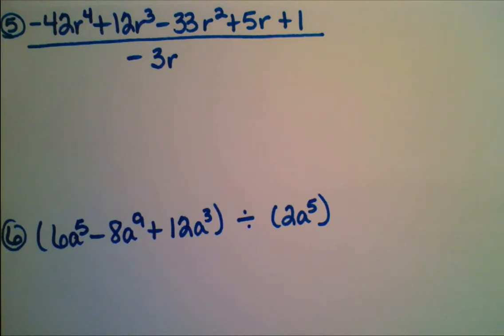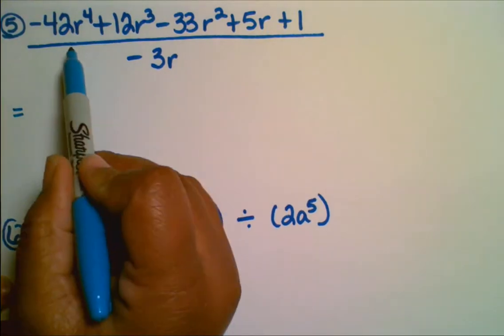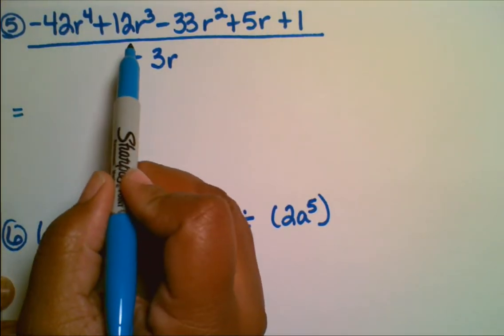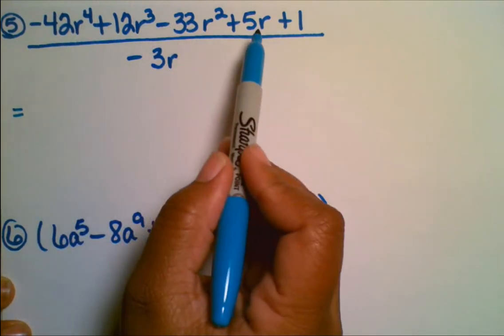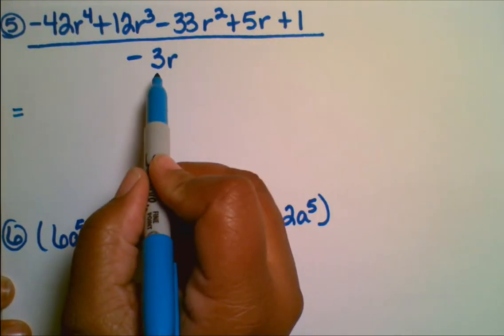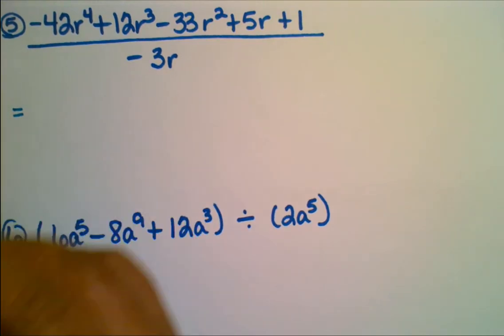Next example, we have here negative 42r to the fourth plus 12r cubed minus 33r squared plus 5r plus 1 all over negative 3r. So we have here four terms. We're going to divide negative 3r into, not four terms, but actually 1, 2, 3, 4, 5 terms. So we're going to divide negative 3r into each of those terms.